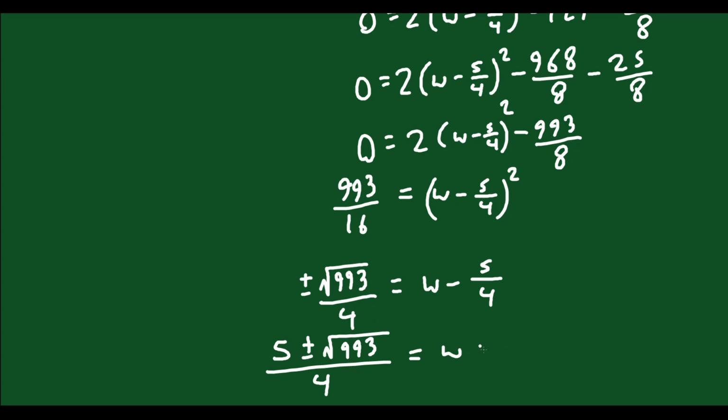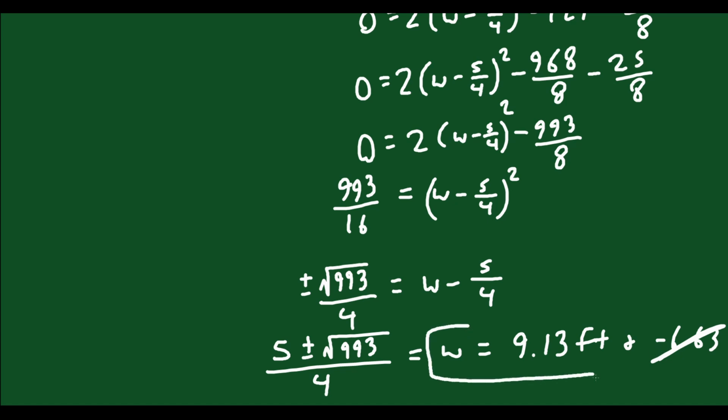And so for w, you're going to get two answers, right? If you calculate this, you get approximately 9.13 feet. And you also get negative 6.63 feet, right? Because plus or minus, you're going to get two answers. Now, because this represents a real dimension, your width, this negative answer here is just theoretical. It's not real. So w equals 9.13 feet. That's the answer you're going to go with.